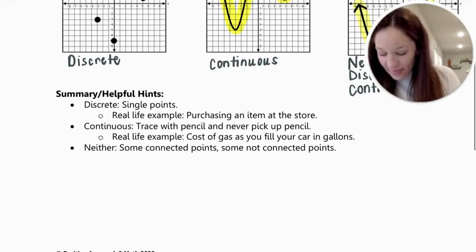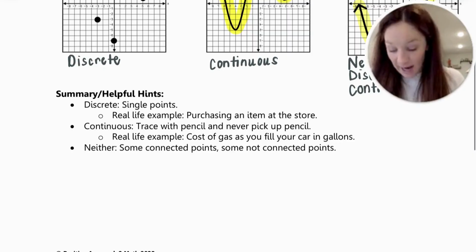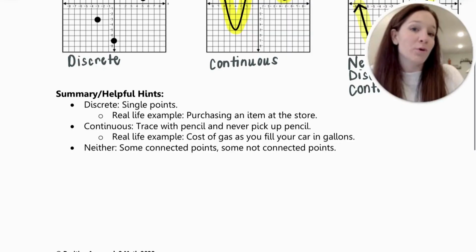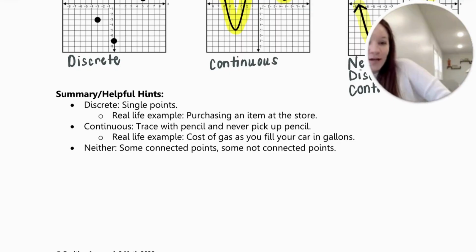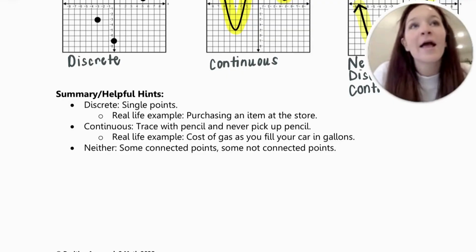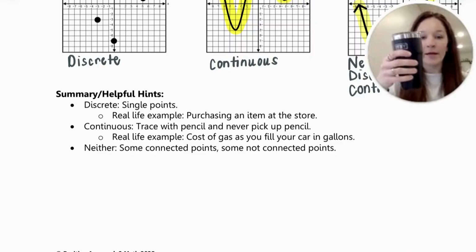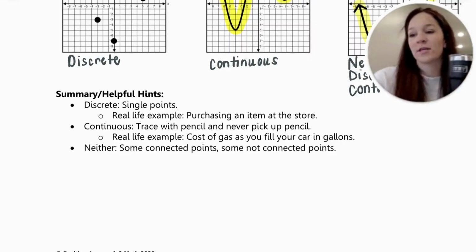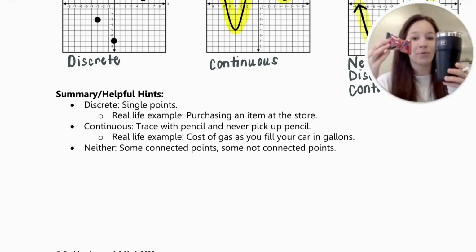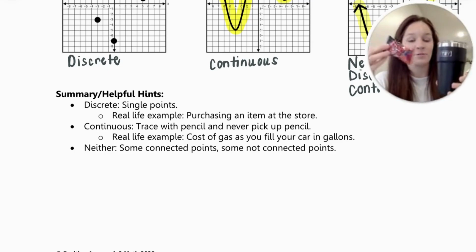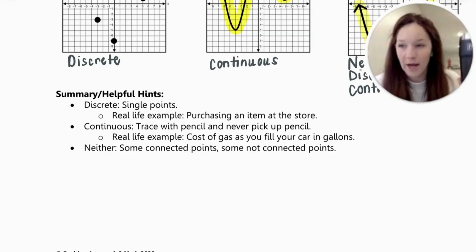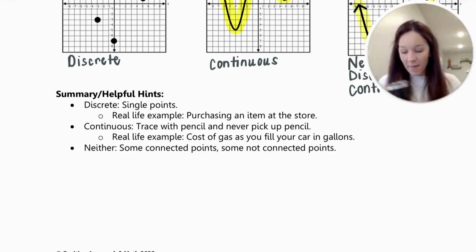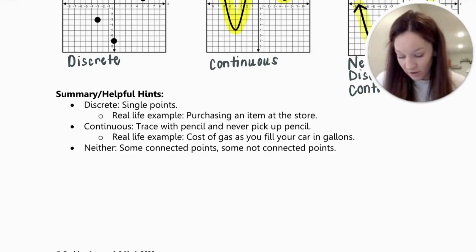We have that discrete is single points, dots, right? Real life example, here we go. Purchasing an item at a store. If you're talking about items that you're purchasing, one coffee cup, I don't know, one ring pop, right? I could not connect those. I cannot say I'm purchasing 1.5 of something. They're all singular items, right? And so that would be a discrete function.